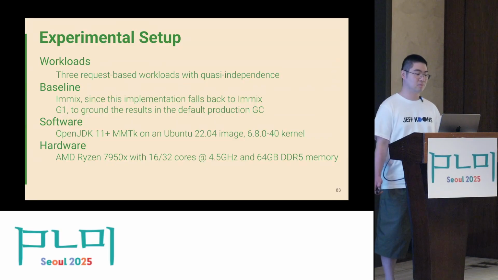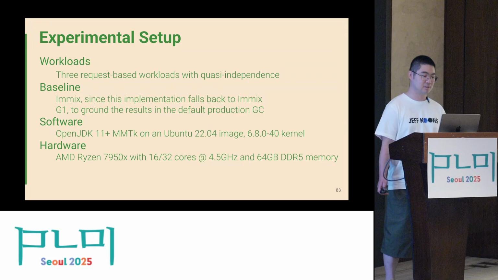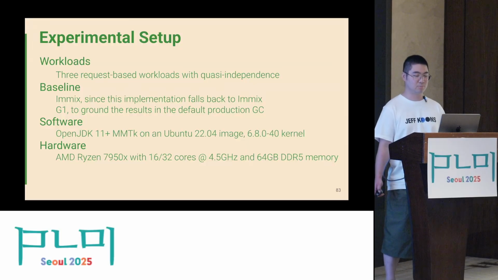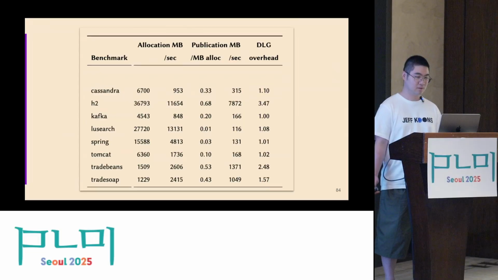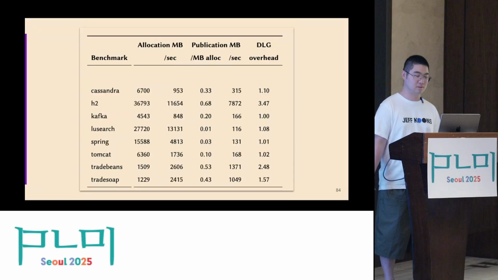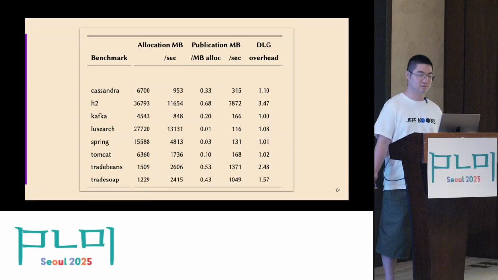We choose 3 request-based workloads with quasi-independence. Our baseline is image, since this implementation falls back to image. We also compared it to G1 to ground the results in the default production GC. So there are a bunch of results in the paper, but at this stage, I just want to focus on the DLG and the publication-related stuff.